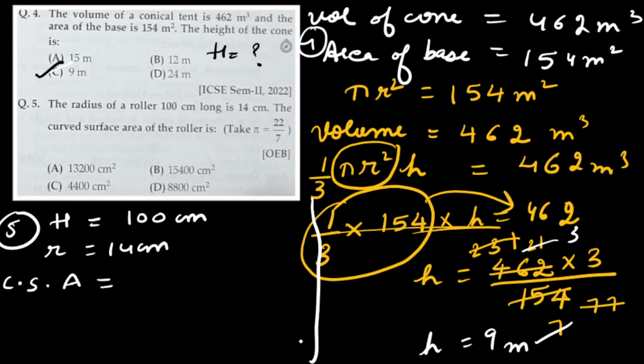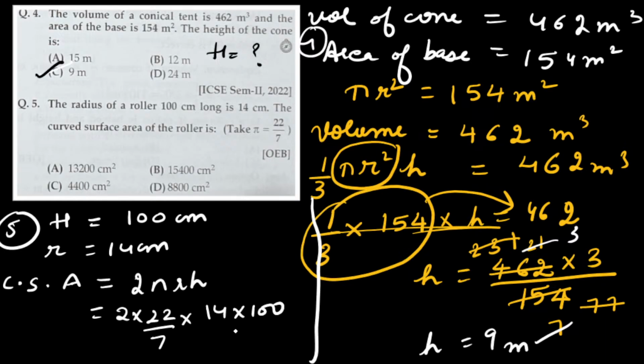Very fast, you have to give me the formulas when I'm asking. Curved surface area of cylinder is 2 pi RH. We just have to do substitutions now. 2 into pi's value 22 by 7, R's value 14, and H is height which is 100 here.